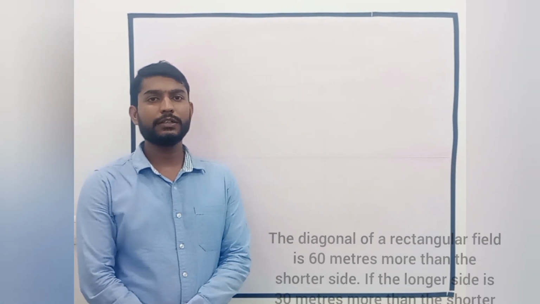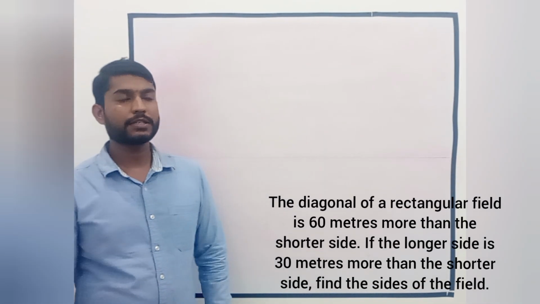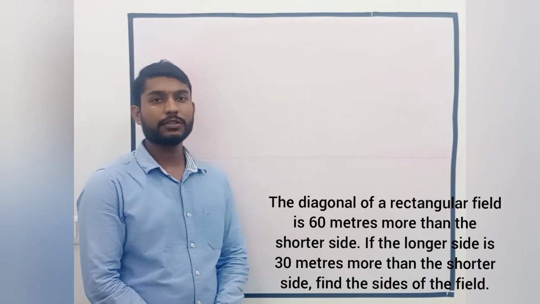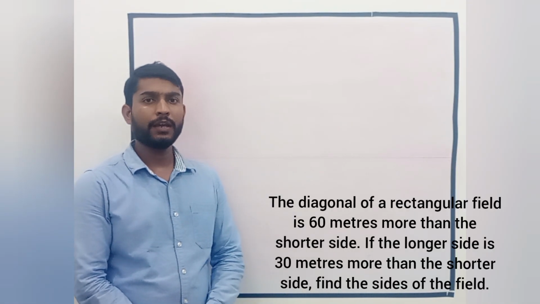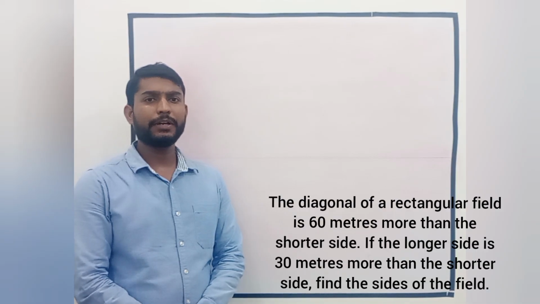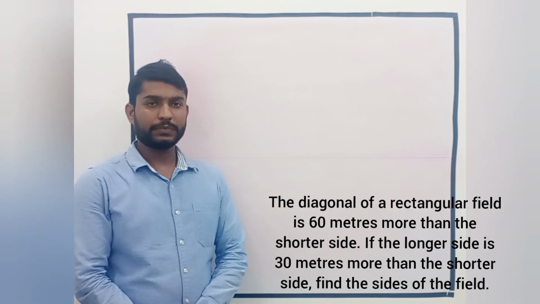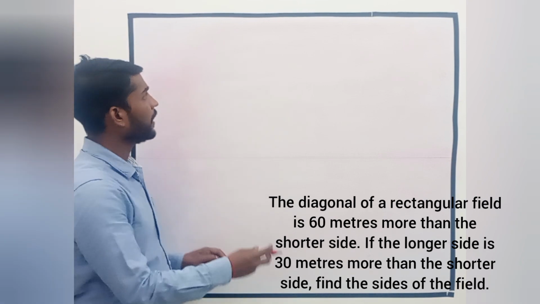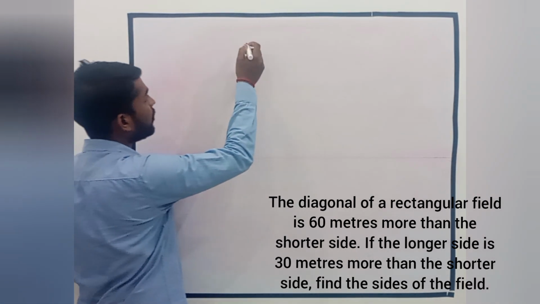And this is related to the rectangles. And the question is the diagonal of the rectangle is 60 meter more than the shorter distance, and the longer distance is 30 meter more than the shorter distance. Find the sides, the widths. And both of the concepts are asking about the shorter distance.